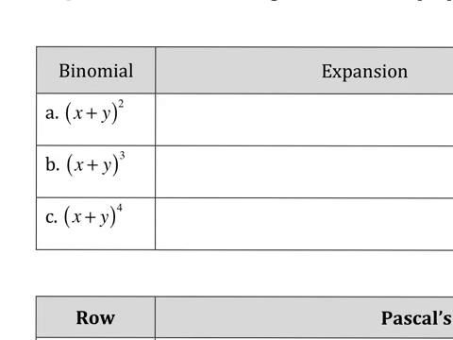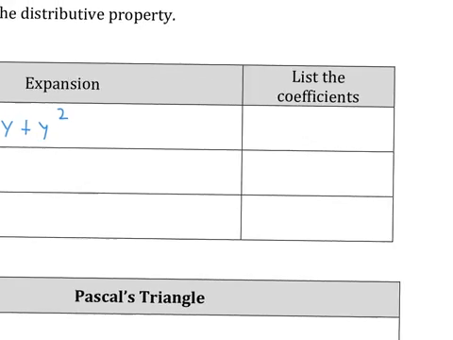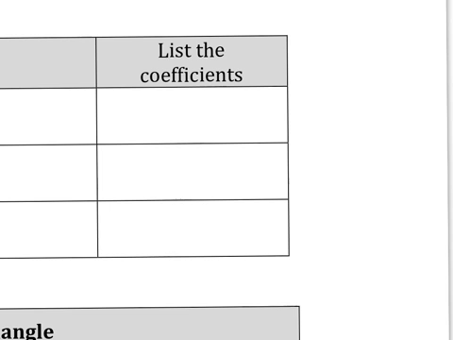So we can use the quick shortcut rule to get to these ones. This one right here, part A, is fairly straightforward. We already know that it's x squared plus 2xy plus y squared. Now, part A asks me to write down just the coefficients. So here's a 1, here's a 2, and here's a 1. So I'm going to list the coefficients: 1, 2, and 1.